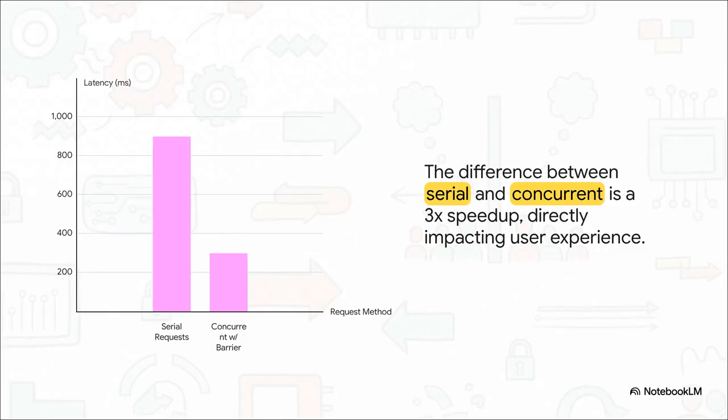So, picture this. You're building an e-commerce product page. To load that page, you need to get the price, the inventory, and the customer views from three totally separate services. Now, if you call them one after another, serially, that page could take, say, 900 milliseconds to load. Yikes. But what if you call them all at the same time? Well, with the barrier pattern, you're looking at maybe 300 milliseconds. That's a 3 times speed up just like that.